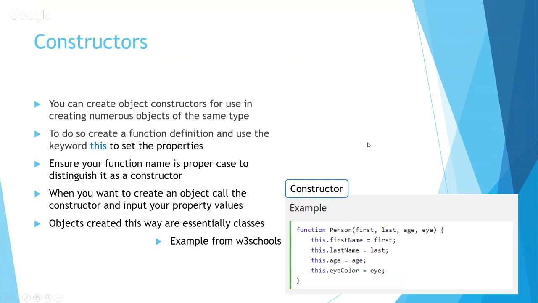Constructors are a way to create objects, for use in creating numerous objects of the same type. To do this, you first create a function definition and use the keyword this to set the properties. Ensure that your function name is in proper case to distinguish it as a constructor. And when you want to create an object, call the constructor and put your property values into the parameters of the constructor. Objects created this way are essentially classes. So it's basically like a class from other programming languages.